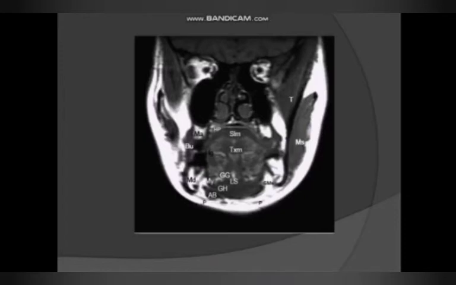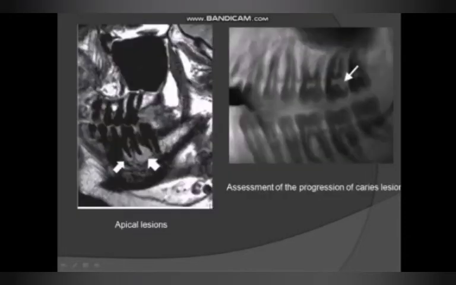And you have this image, coronal T1 MRI of normal anatomy of the oral cavity. We have here the BU, which is buccinator muscle, masseter muscle, temporalis muscle, genioglossus muscle, and SLM for superior longitudinal muscle. And also this picture is for assessment of progression of caries lesion and apical lesion.